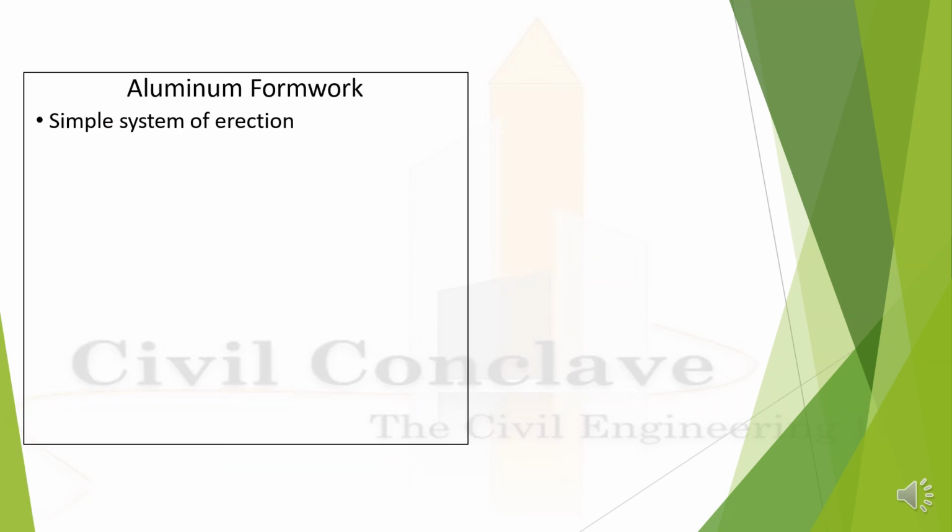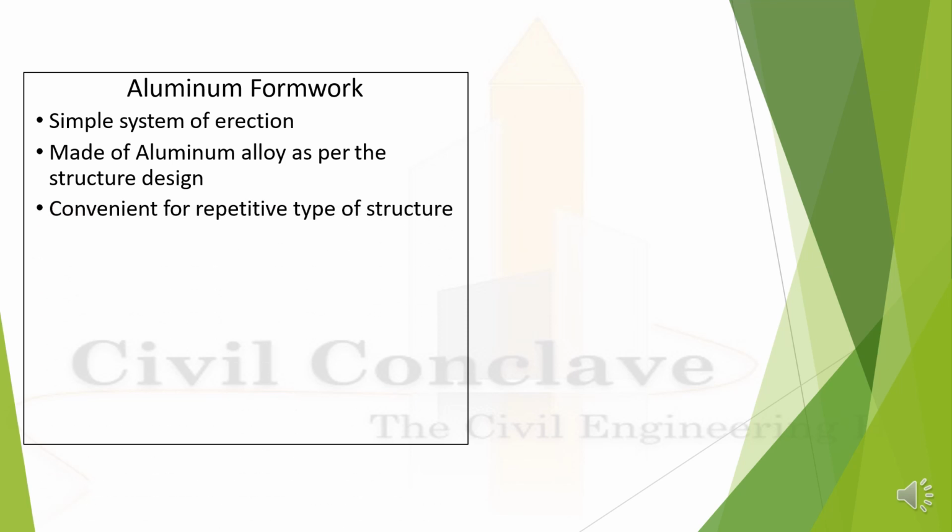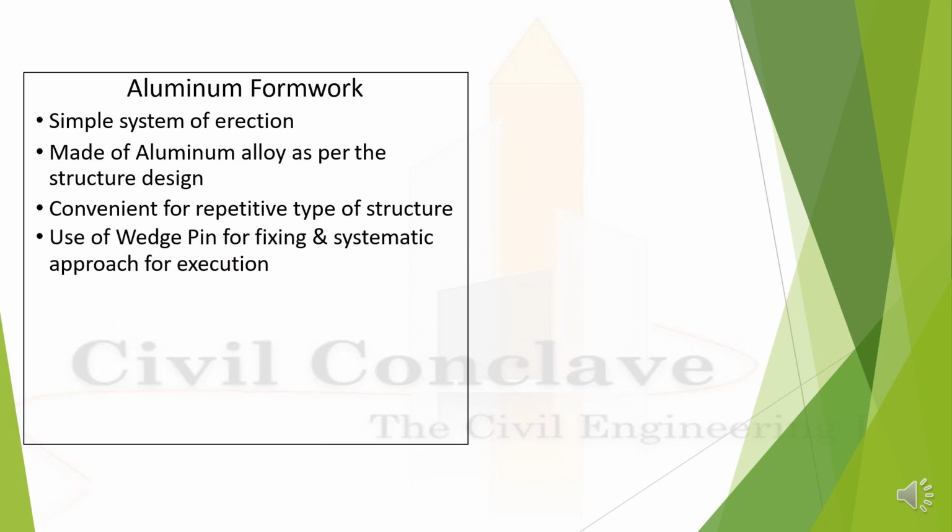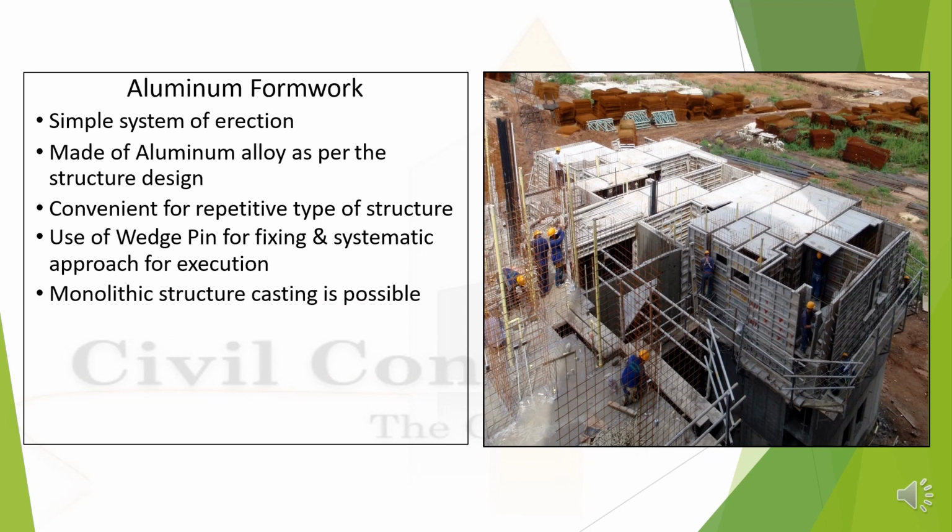Aluminum formwork. Simple system of erection, made of aluminum alloy as per the structural design. Convenient for repetitive use and type of structure. Use of wedge pin for fixing. Systematic approach for execution. Monolithic structure casting is possible. This is an image of aluminum formwork executed at a project site.